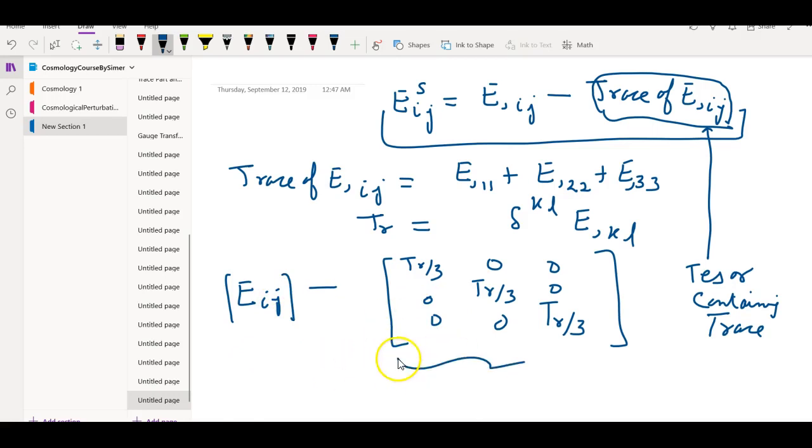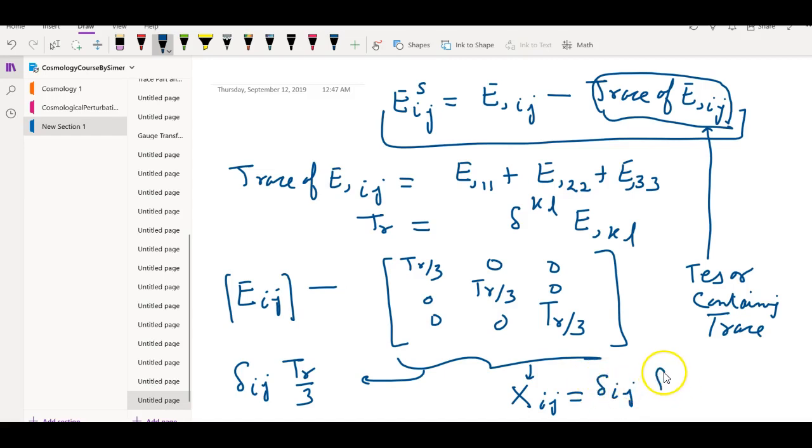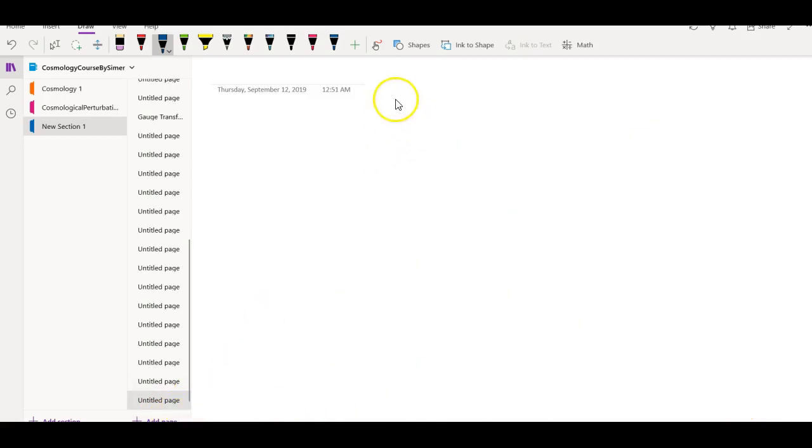So what is this? In tensor form, this is trace by 3 and delta Ij, and trace divided by 3. So whatever this matrix is, let me say this matrix is like Xij. Xij matrix is delta Ij, delta KL, EKL.